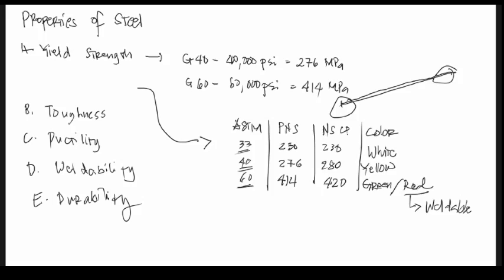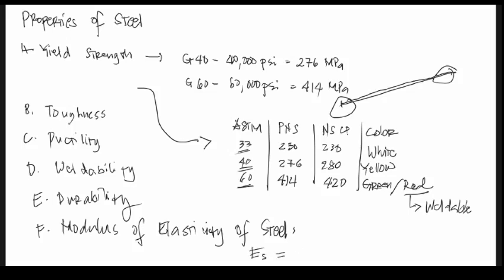So any question? Meron pa pala. I forgot the last. You have the modulus of elasticity of steel. So that is ES equals 200 gigapascal, or that is 200,000 megapascal. So those are the important properties of steel.